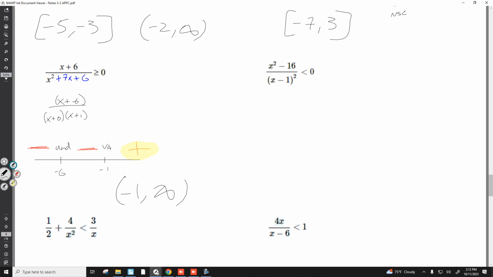Oh, so minus one is undefined. Yes. Minus one is a vertical asymptote. There's no point. It's undefined. So we're not including it. It's not a zero. Okay? Cool. This is a hole, undefined. This is a vertical asymptote, undefined. Great. Back to the second page.